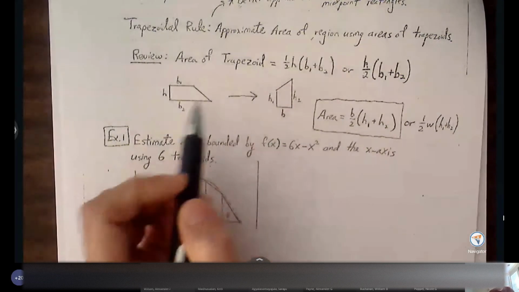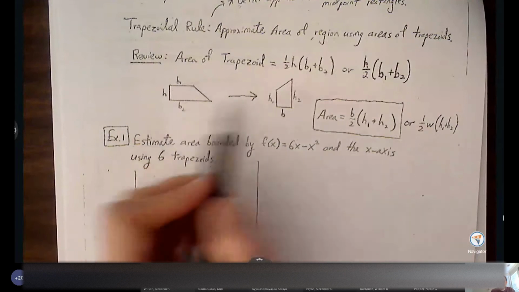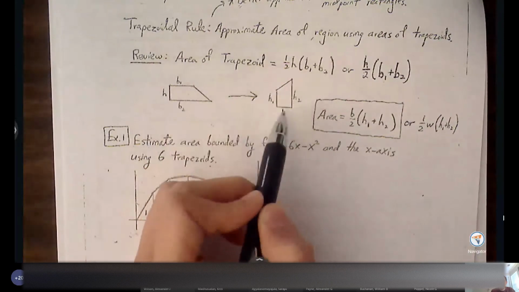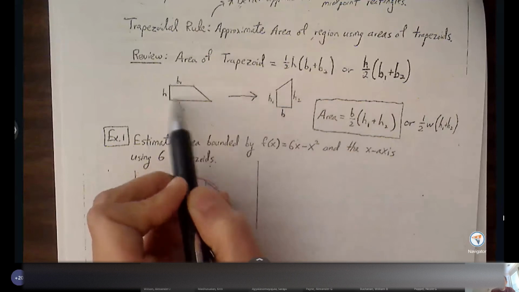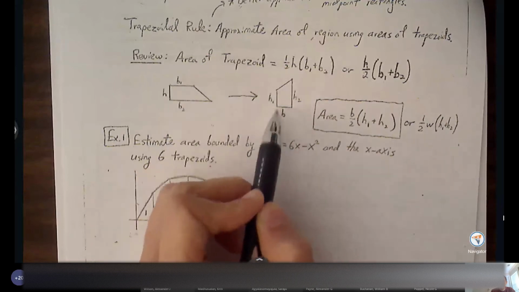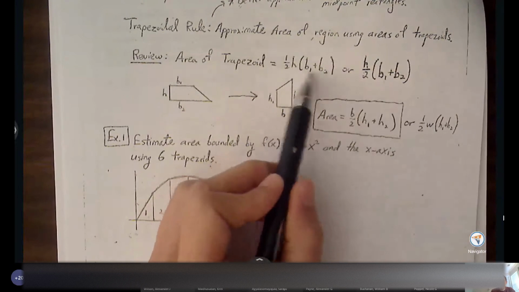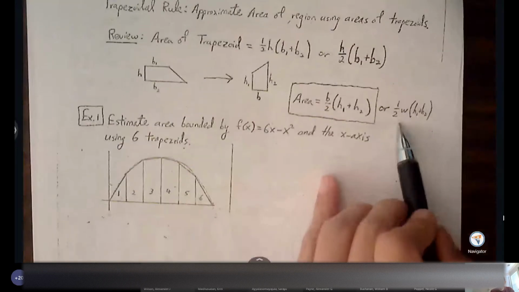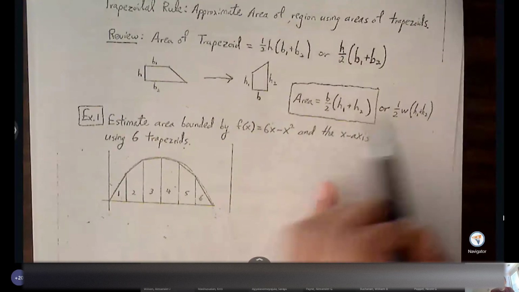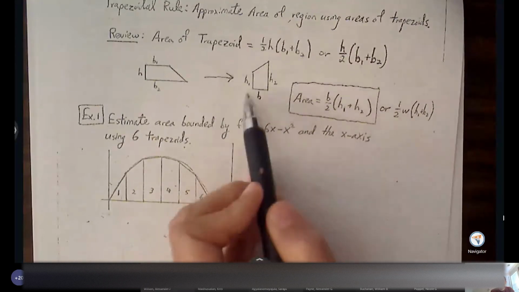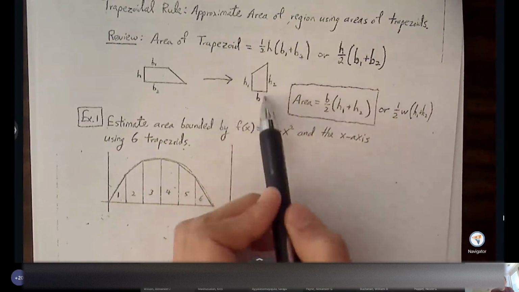Right. So now, instead of the parallel components being horizontal, we're going to make the parallel components vertical. And then the height is now going to be this horizontal base. So our formula, instead of 1/2 height times base 1 plus base 2, we're going to rewrite it as 1/2 width times height 1 plus height 2. So we're just flipping the base and the height around. Okay, still the same shape, just the orientation is a little bit different.